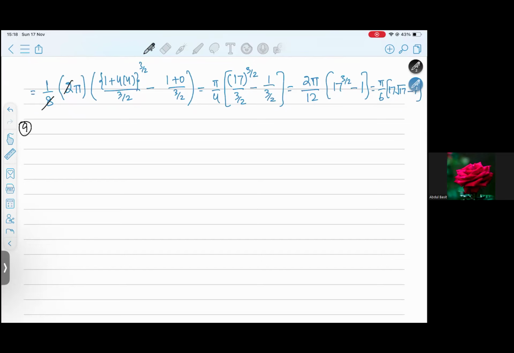Okay, one last question: find the area of one loop of the rose r is equal to cos 3 theta. So if I draw it in polar coordinates, the graph of cos 3 theta looks like this.